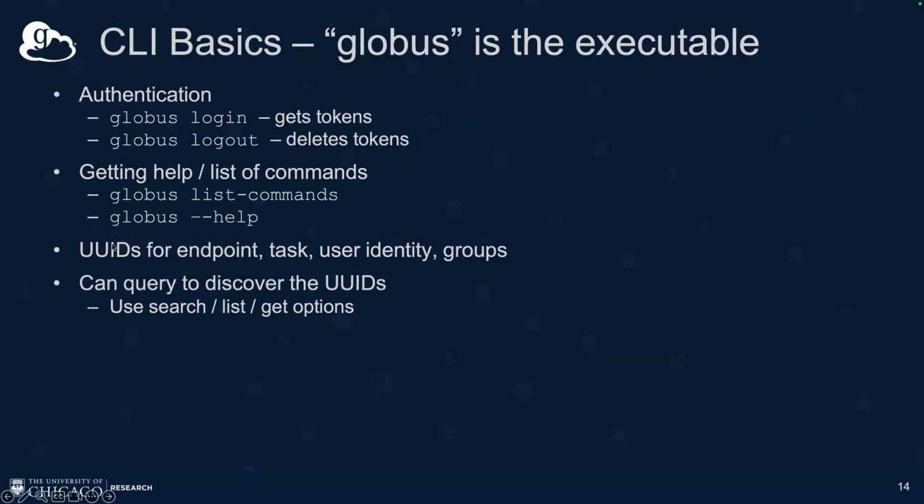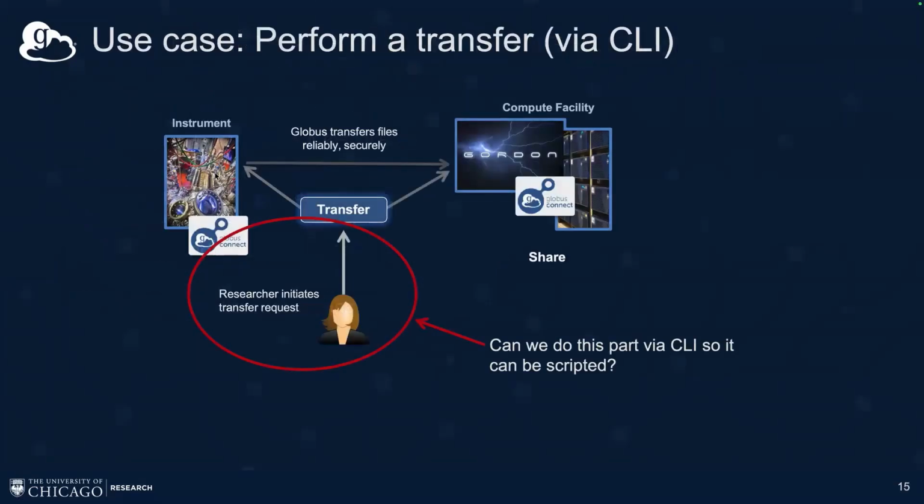The CLI needs the UUID for that. And so I will show you how to get those UUIDs and how to use them. You can always query in the CLI to discover those UUIDs using search, list, get, etc. actions on things. So I'm going to show you an example.